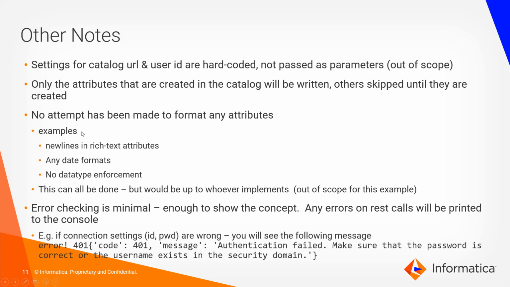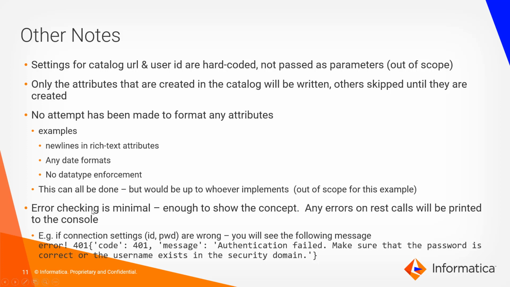There's no formatting either. For instance, if there are new lines in the description, we're not doing anything with that. We're not looking at any date formats and there's no data type enforcement, like if the value is really an integer, are we checking that it is or isn't? It's just writing whatever it can write. We're making no attempt to do that because this really is just an example. Go ahead and add that functionality if you want. It's all possible. It's completely out of scope though.